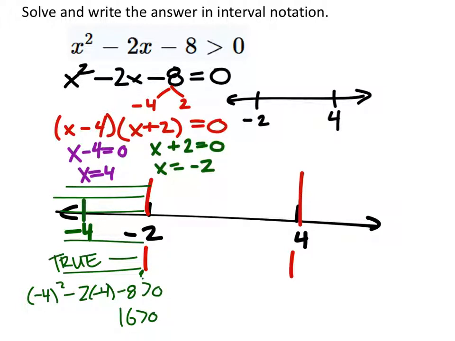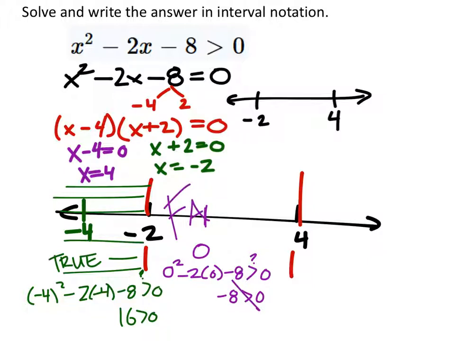Well, let's test the next value. I need a value in between negative 2 and 4. Sorry, I'm going to use 0 because it's so easy to use. So now, for this one, I've got 0 squared minus 2 times 0 minus 8, and this needs to be greater than 0. Well, evaluating this, I get negative 8 is greater than 0, which is false. So this interval or section is false, which means it will not be included in our answer.